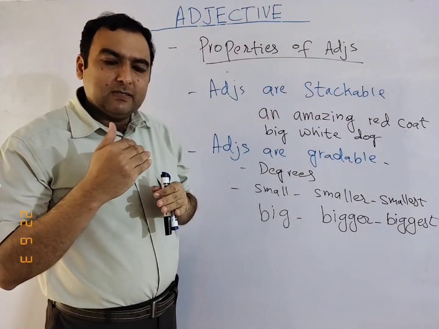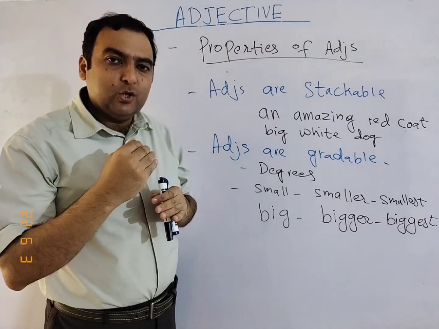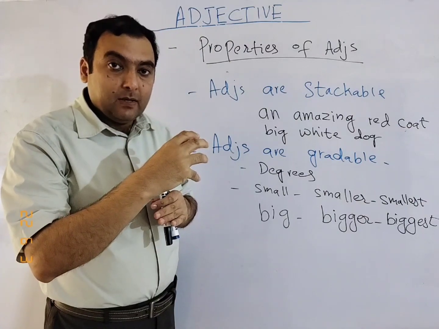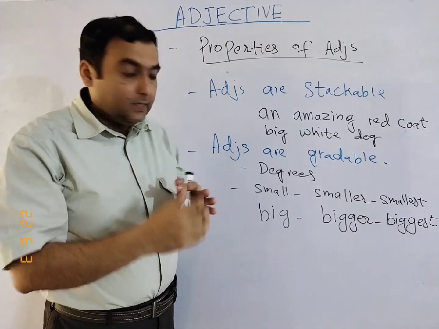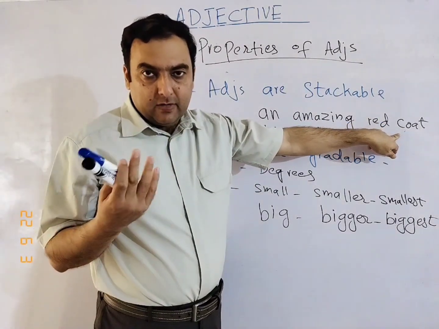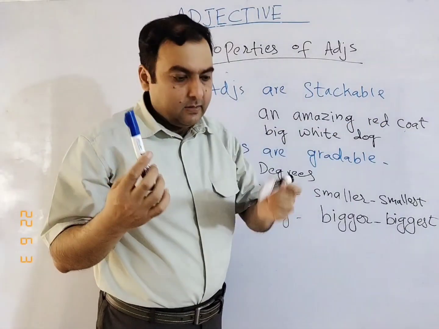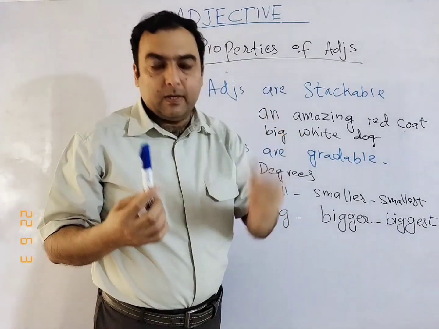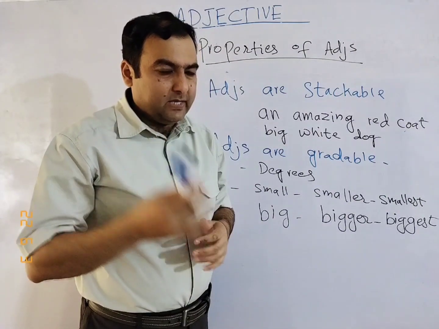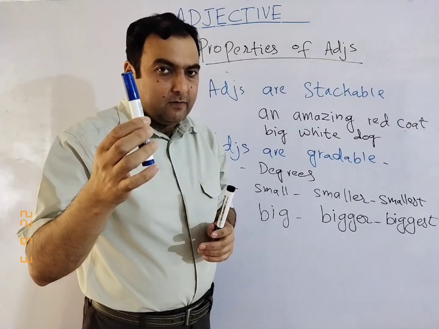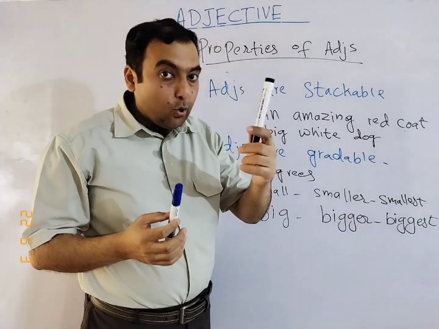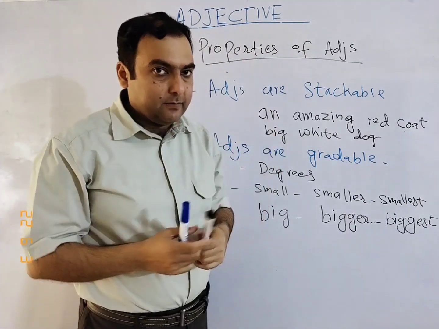Another property of adjectives is that adjectives are stackable. Stackable means you can stack them one after the other, like you can use more than one adjective at a time for one noun. For example, I have a red coat, I have a blue marker, I have a black marker. So I'm using one adjective. But I can use more than one adjective. I could say I have a new blue marker, or I have an old black marker.